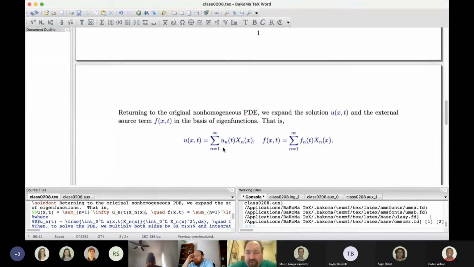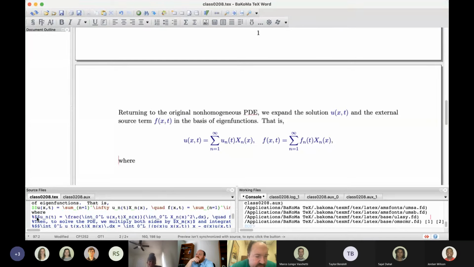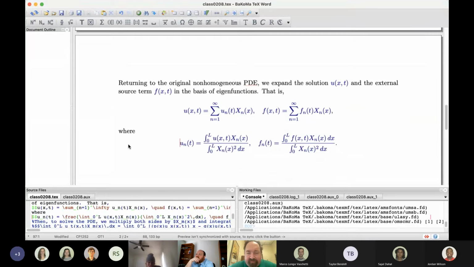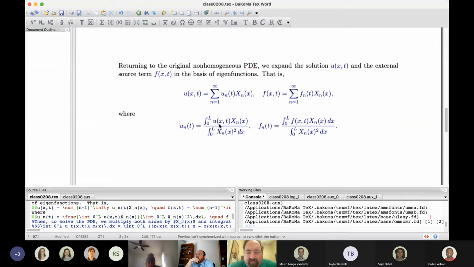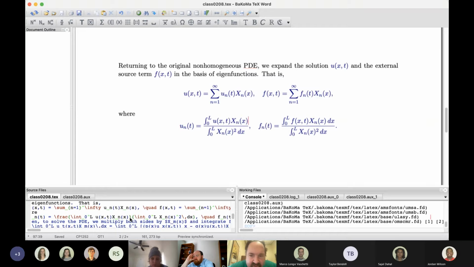How do I get these coefficients? Well, that we've seen before too. So in general, to get the coefficients of u_n, I have an integral of u of x,t times my eigenfunction, and I forgot a dx. Divided by the integral of each eigenfunction multiplied with itself.